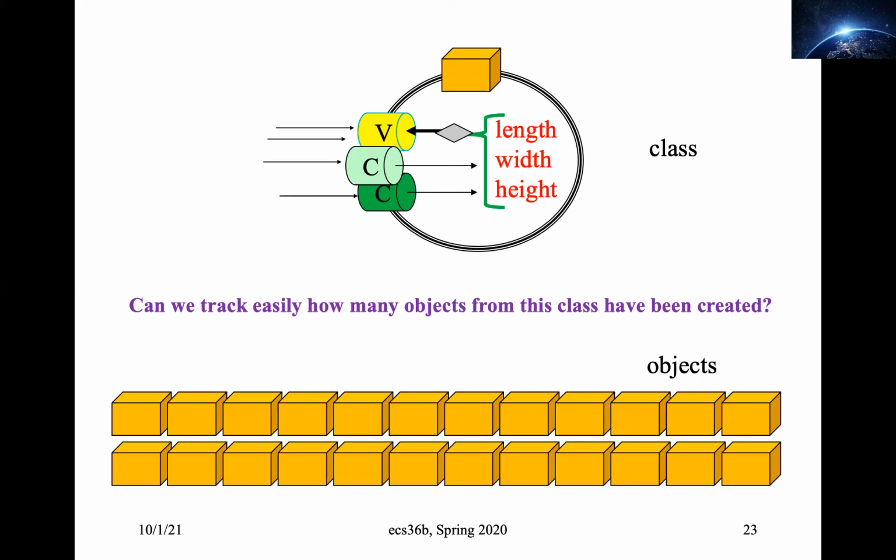But the first example I want to provide is, can you actually track how many objects are being created under a particular class? So for example, say I have a class Box. How do you actually keep track of that?